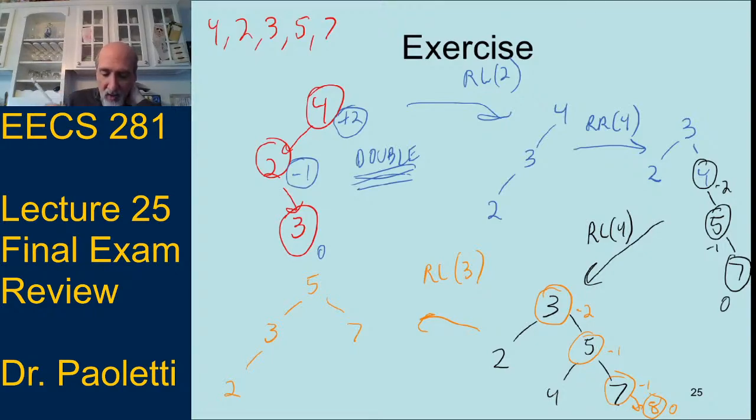5 got a new left child, 3 lost its right child, 3 has room for a new right child, and so 4 would have to go there. Oops, I forgot to bring 8 along for the ride. 8 goes with 7. 4 has to go to the right of 3 because it's a binary search tree. If the values are all unique, it's easy to see where that 4 should go.